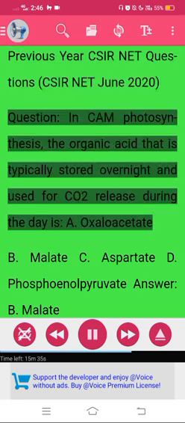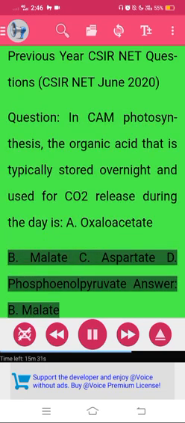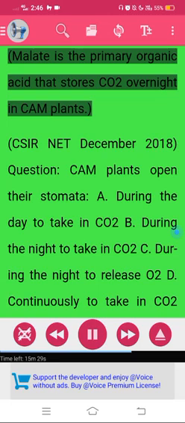CSIR NET June 2020. Question: In CAM photosynthesis, the organic acid that is typically stored overnight and used for CO2 release during the day is: A, oxaloacetate; B, malate; C, aspartate; D, phosphoenolpyruvate. Answer: B, malate. Malate is the primary organic acid that stores CO2 overnight in CAM plants.